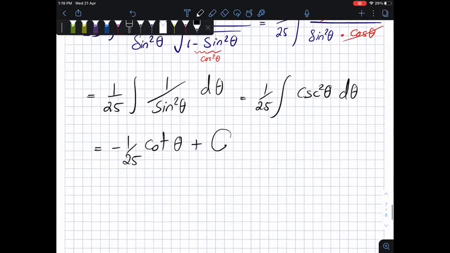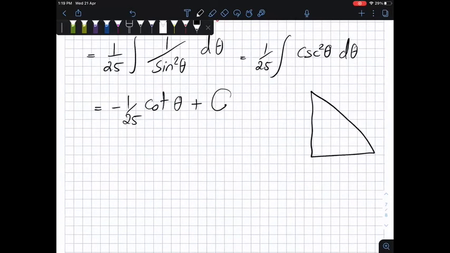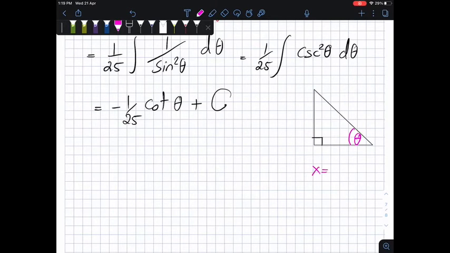But don't leave your answer in terms of theta. Yes, you have to draw a triangle. Not like this, like this one. Draw a triangle, put your theta. And remember what you let in the beginning, x equals 5 sine theta. So the sine is x over 5.